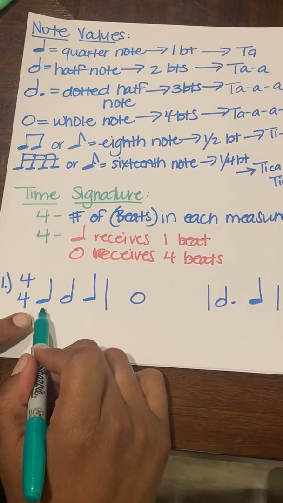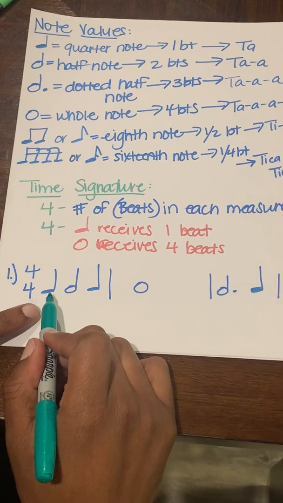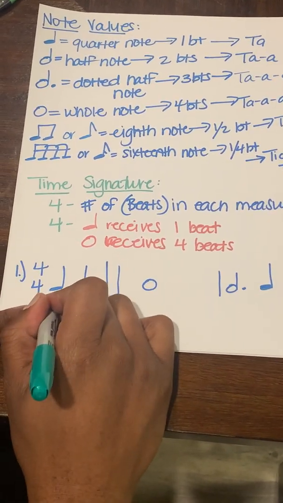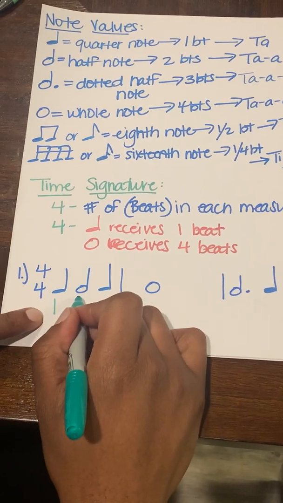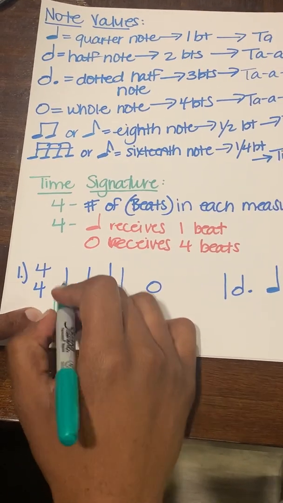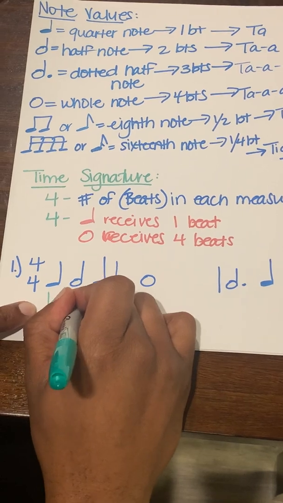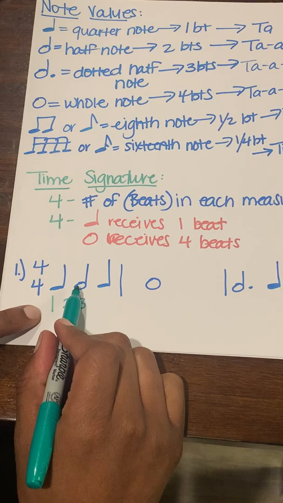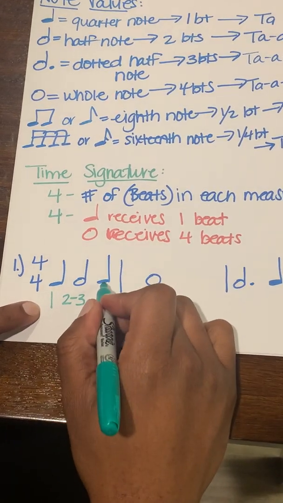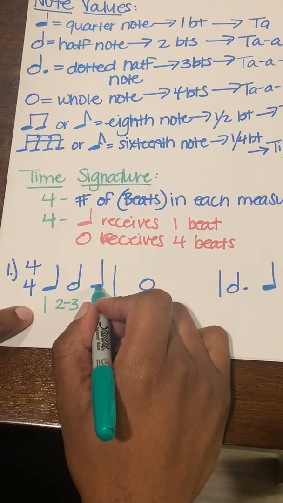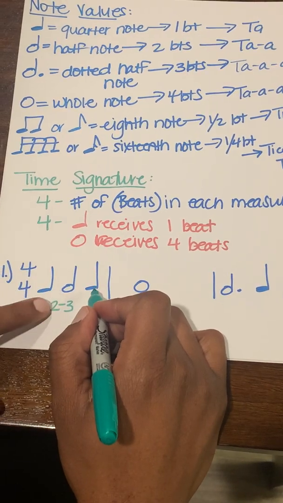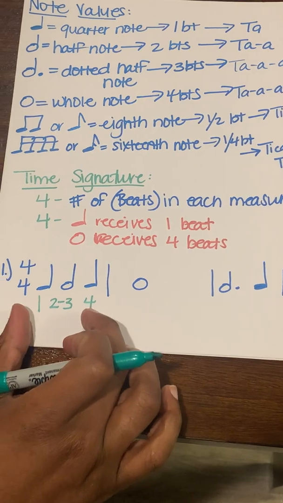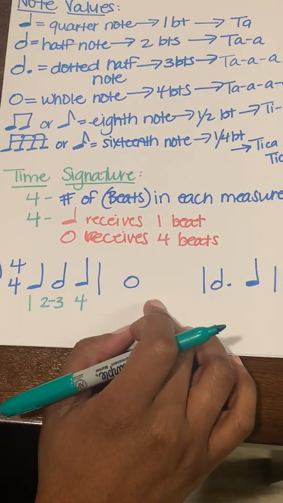So in the first measure, we already know that the quarter note receives 1 beat. And so in this measure, this quarter note falls on beat 1. The half note receives 2 beats. And so we will write 2-3 to show that both beats 2 and 3 belong to this half note. And this quarter note receives 1 beat, but in this particular measure, it falls on beat 4. This measure is now complete. All right, moving on to the next measure.